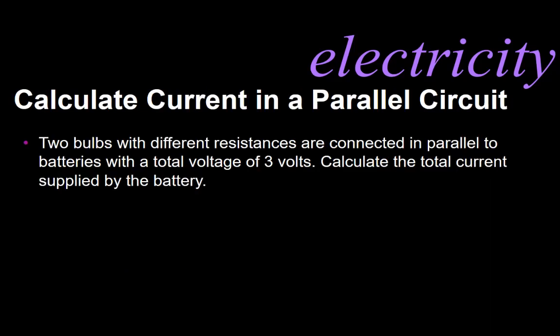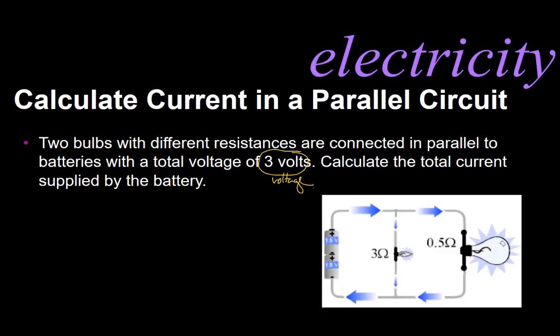Let's try another one. Two bulbs with different resistances are connected in parallel to batteries with a total voltage of 3 volts. Calculate the total current supplied by the battery. So we have a voltage. And then let's look at our circuit. I'm going to draw out our circuit. We have a 3-volt battery, and we have a 3 ohm and a 0.5 ohm resistor.